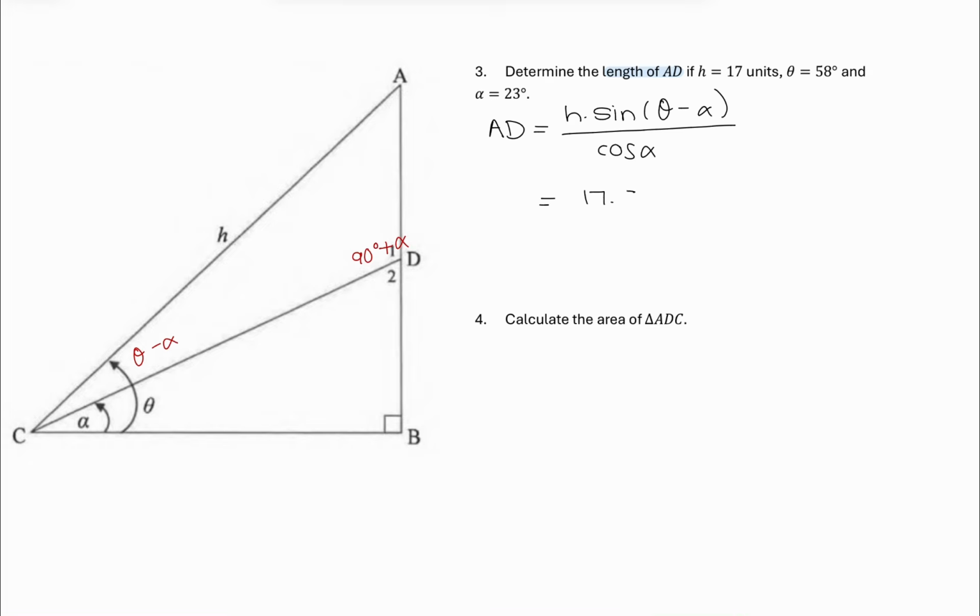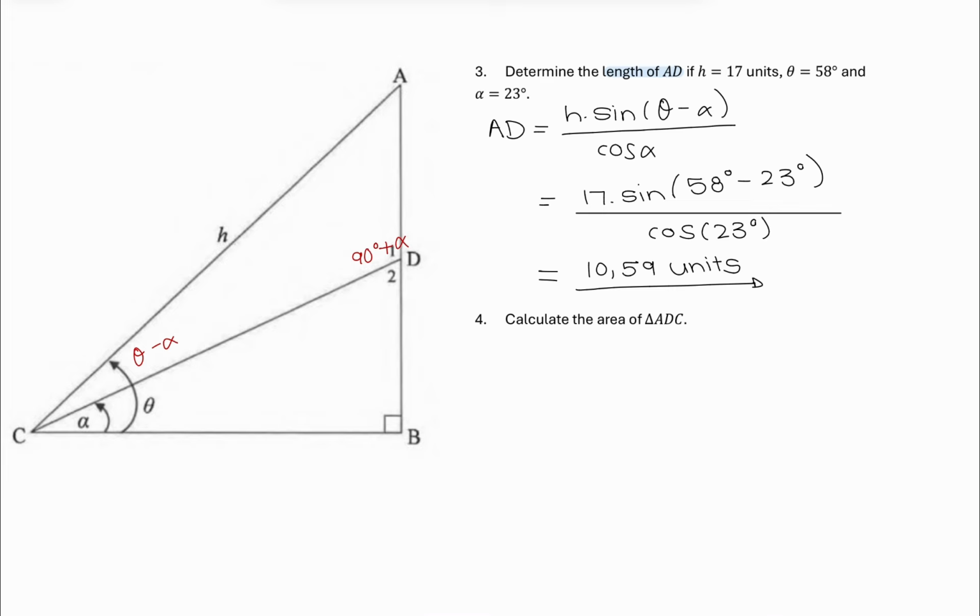We have 17 sine of 58 degrees minus 23 degrees, all over cos of alpha, which is 23 degrees. Don't forget your degree symbol. If you put that into your calculator, you should then come up with the value of 10.59. And because it's a length, we say units. And once I have that measurement, I always add it back onto my diagram.